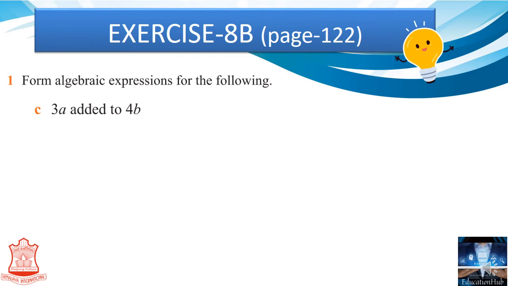3a added to 4b. We have to add 3a to 4b. So we are going to write simply 3a, added to means addition, and 4b. So it will be 3a plus 4b. D part is 6a added to 10a. 6a added to means addition to 10a, right? We have to add 6a and 10a, because both are like terms, like variables. So we are going to add it and it will become 16a, right.